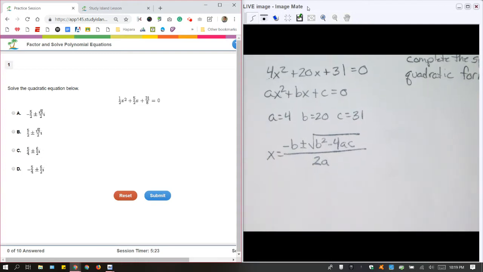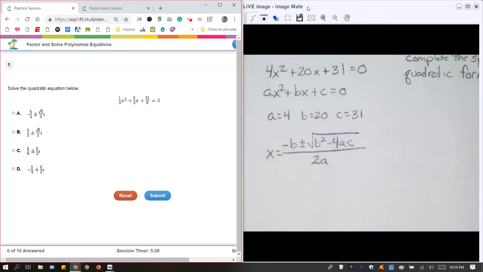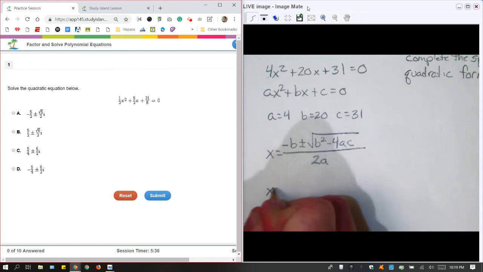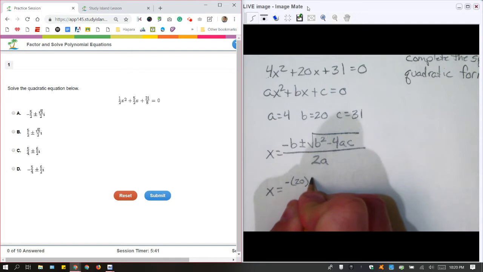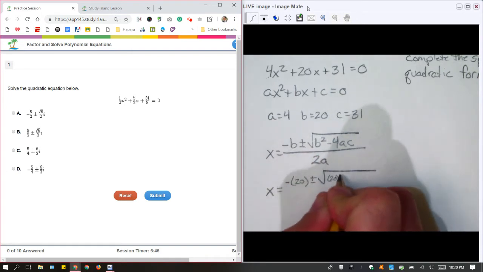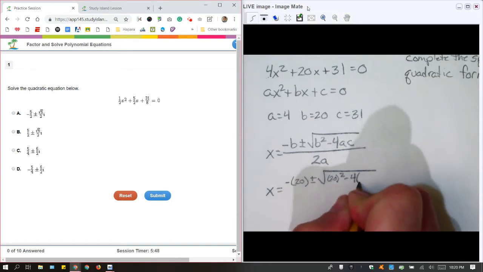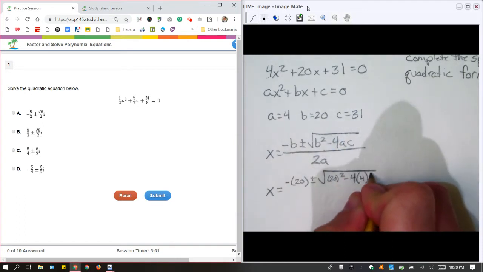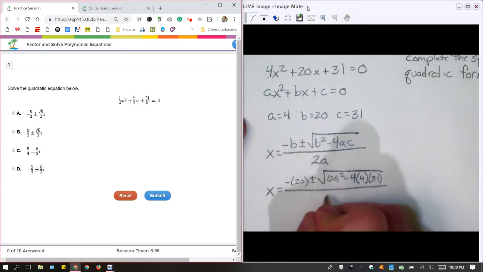So let's go ahead and plug these numbers into this formula and see what we get out. It looks a little bit intimidating if it's the first time you've seen it, but once you use it enough times, it gets pretty routine. There's not too much to it. So let's go ahead and figure this out. X equals negative b. B is 20, so we have negative 20 plus or minus the square root of b squared. So we have 20 squared minus 4 times a, which is 4, times c, which is 31, divided by 2 times a, which in this case is 2 times 4.